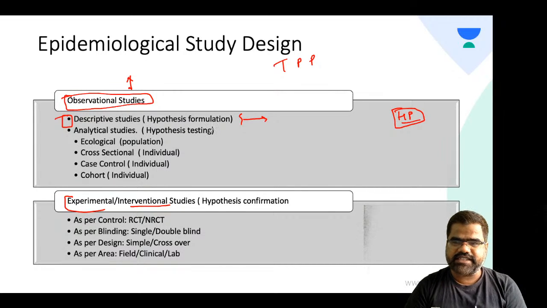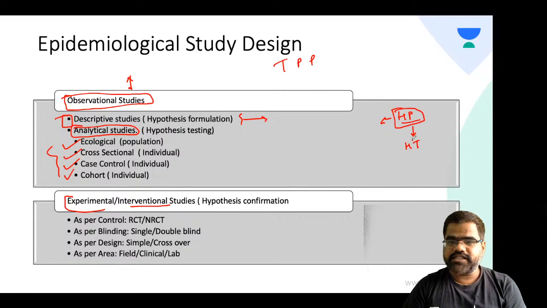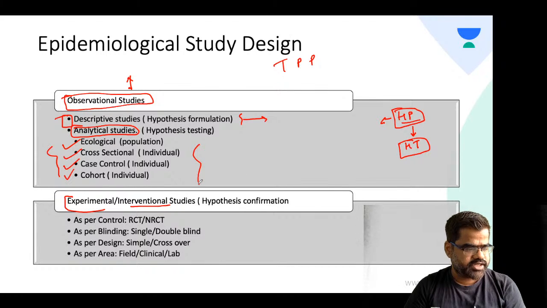Now, once you have formulated a hypothesis, you have to test whether it is correct or not correct. Let me write here, hypothesis testing is done by analytical studies where you are doing comparison. So it can be ecological, cross-sectional, case control, cohort. These are the different types of analytical study which can be done to test the hypothesis formulated by descriptive study. We'll talk about all these studies in detail.